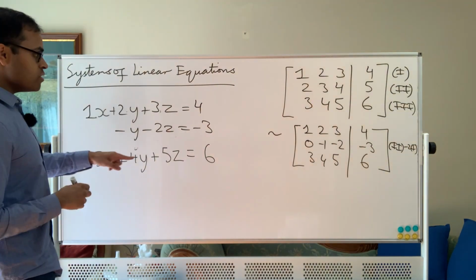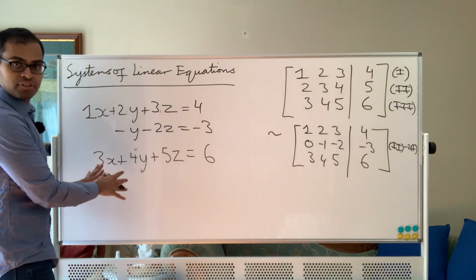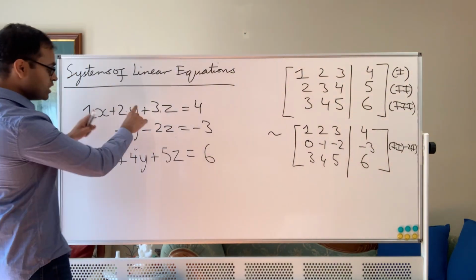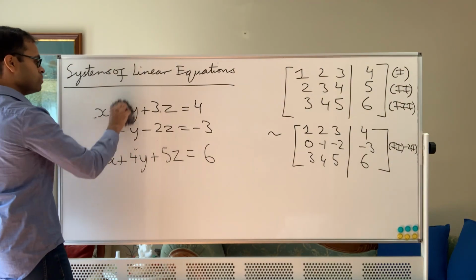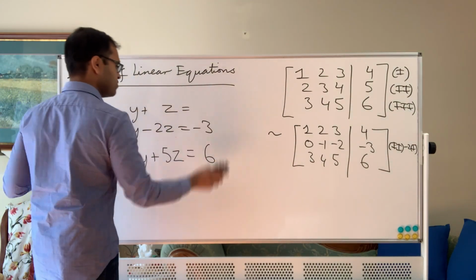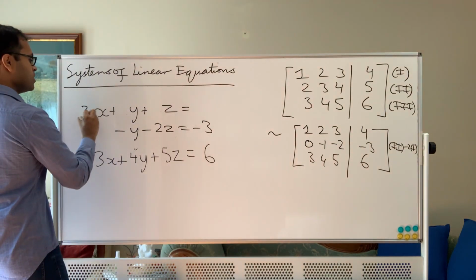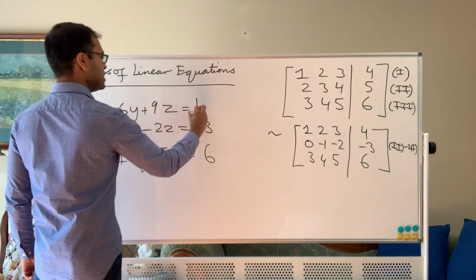So here what we can do is we can again think about subtracting 3 times the first equation from the third to eliminate the 3x. Again, just for visual depiction, I'm going to show you multiplying the first equation through by 3 is going to be 3x plus 6y plus 9z is equal to 12.